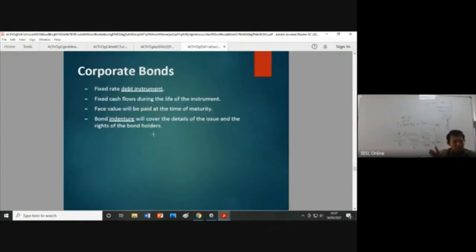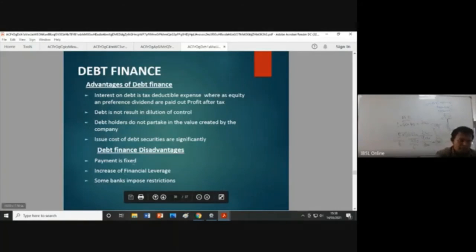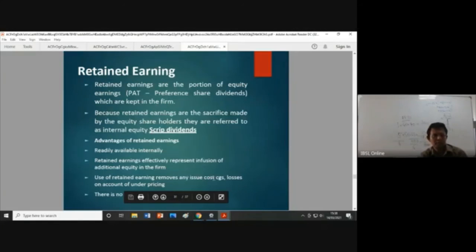Corporate bonds are very similar to the debenture, or the name is changed. There is no other difference between these two, right? And debt finance, you have advantages. We have discussed these advantages compared to the debt finance and the equity finance. Same thing available here. Retained earnings are the internal source of funds. Scrip dividend we have discussed. That is, the dividend is paid in terms of shares instead of cash.